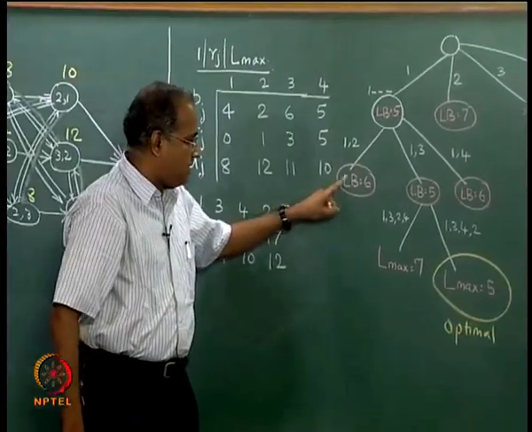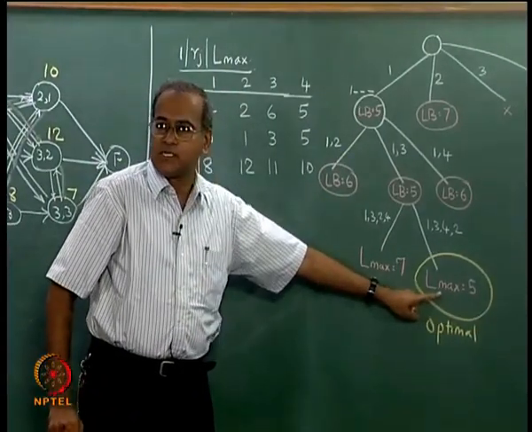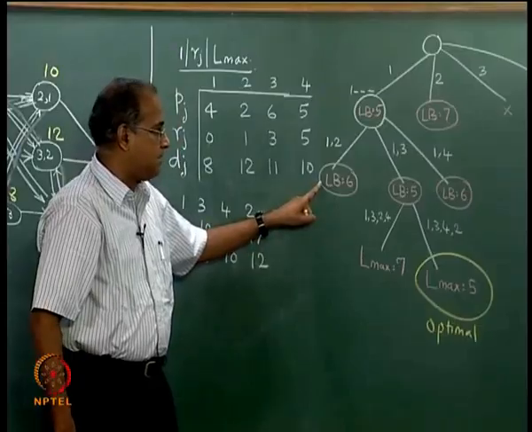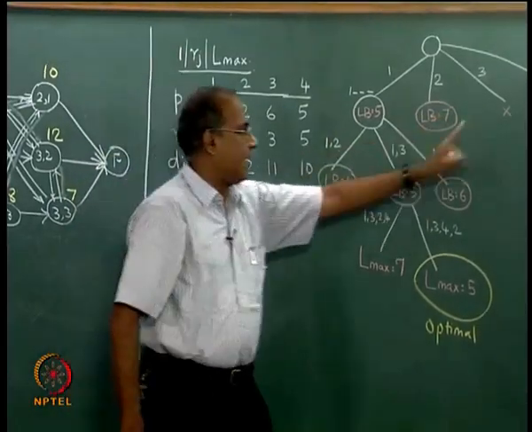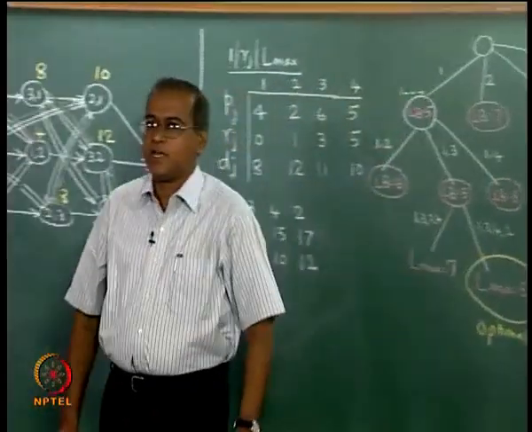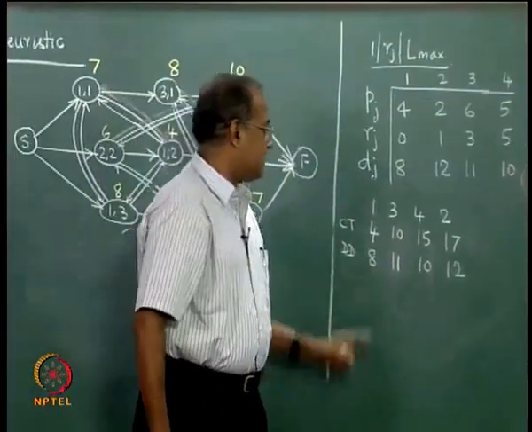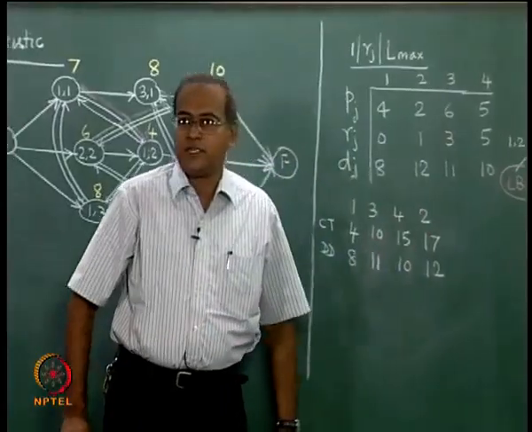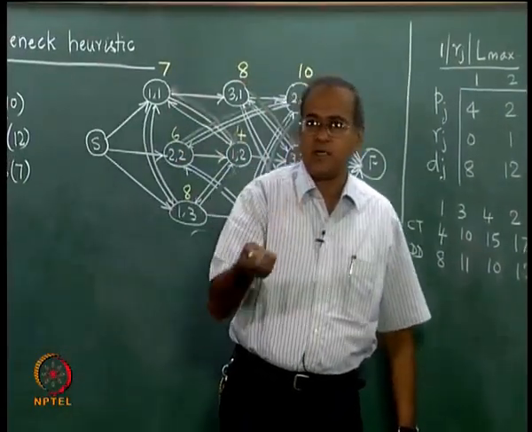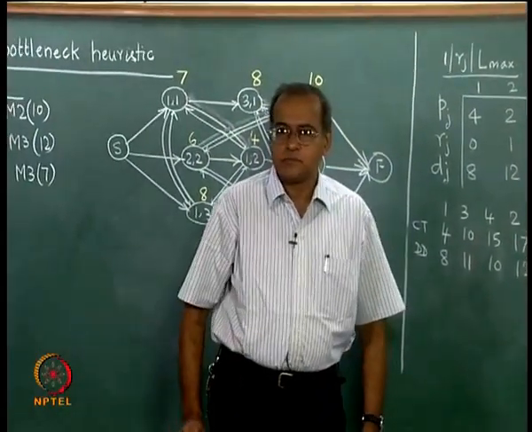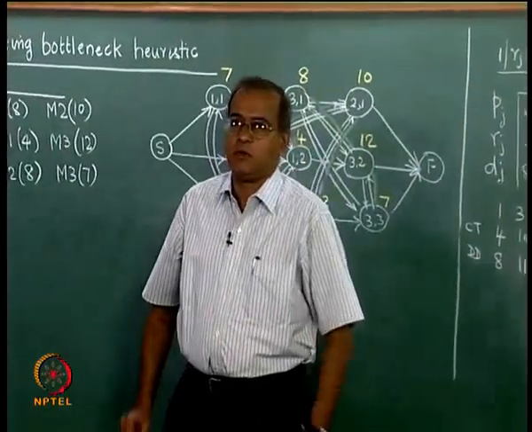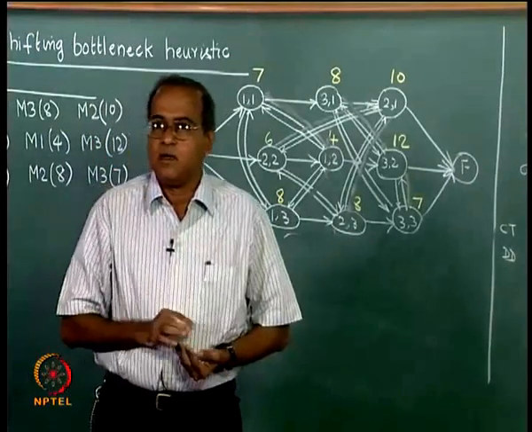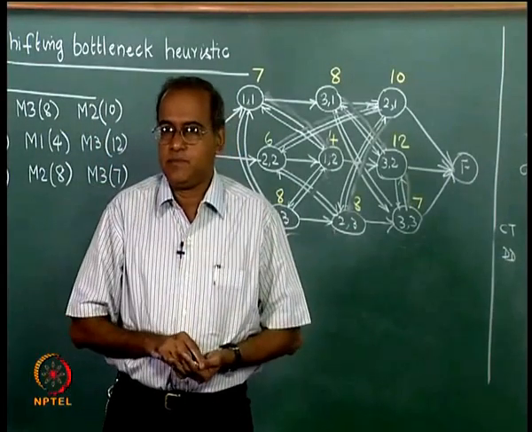So, here the lower bound is higher than the current best upper bound. So, we need not proceed, and in any case these two we will not do. Therefore, we can go back and say that 1 3 4 2 with L max equal to 5 is indeed optimal. So, this is a branch and bound algorithm to solve the 1 R_j L max problem optimally.